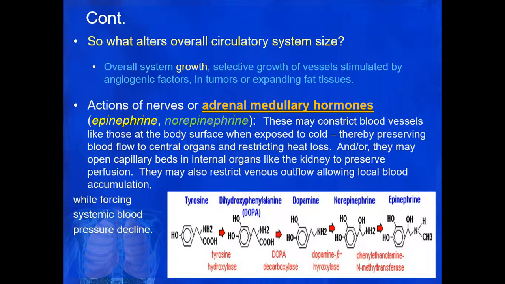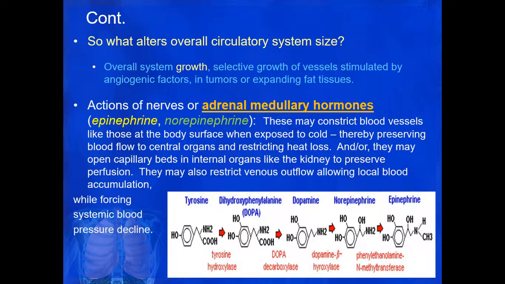So what alters overall circulatory system size? Overall system growth, and selective growth of vessels stimulated by angiogenic factors in tumors or expanding fat tissues. Actions of nerves or adrenal medullary hormones, epinephrine and norepinephrine. These may constrict blood vessels like those at the body surface when exposed to cold, thereby preserving blood flow to central organs and restricting heat loss. Or they may open capillary beds in internal organs like the kidneys to preserve perfusion. They may also restrict venous outflow, allowing local blood accumulation while forcing systemic blood pressure decline.